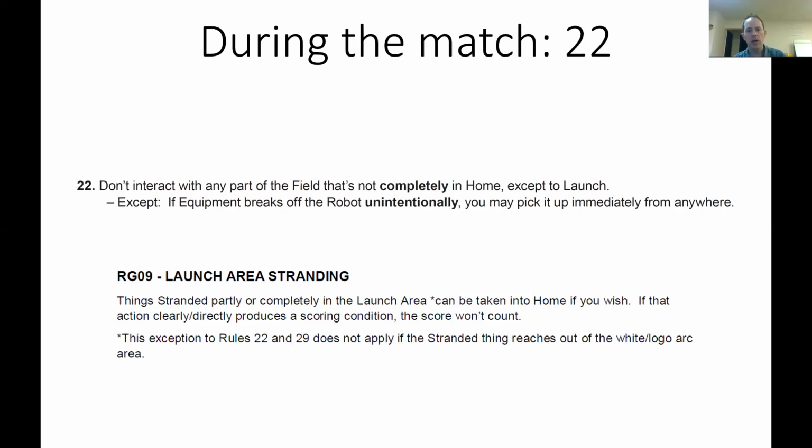So the idea here was that if you've got something that's partly in the launch area, you don't want that to be in the way of a subsequent launch. You can bring that back into home if it's stranded there. But it has to be partly or completely in the launch area. And if the stranded thing reaches outside of the white logo arc area, so that's the area outside of the launch area, then you're not allowed to grab it. So if it's so far, it's a huge thing and it's stretching across that border.